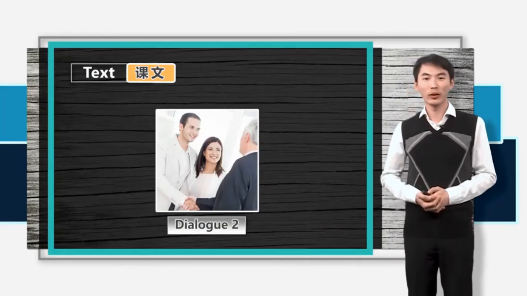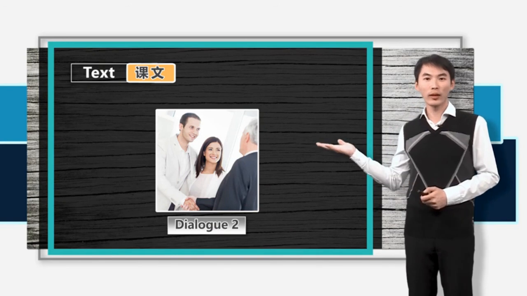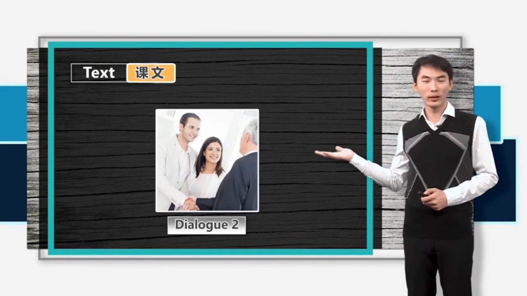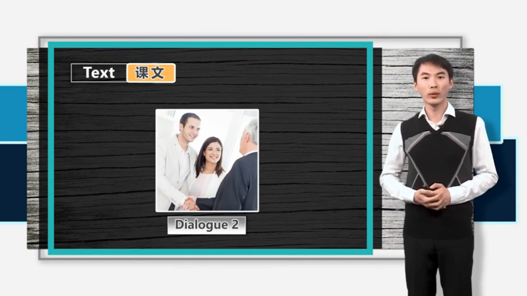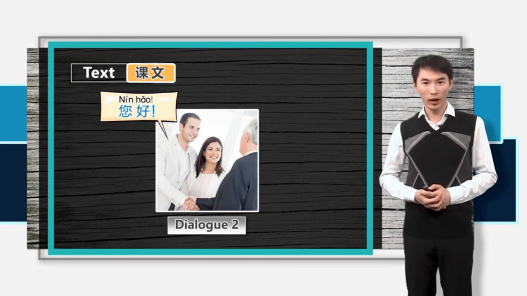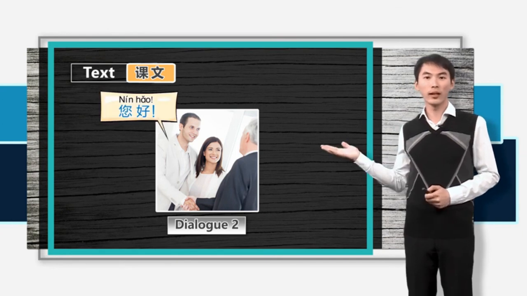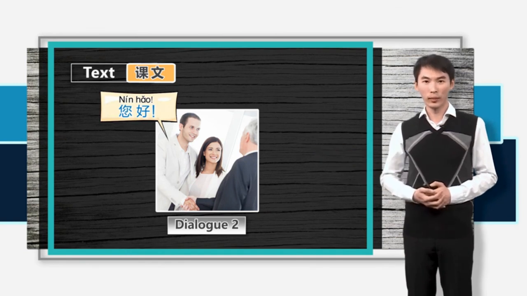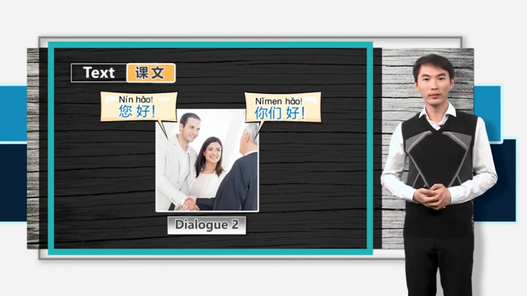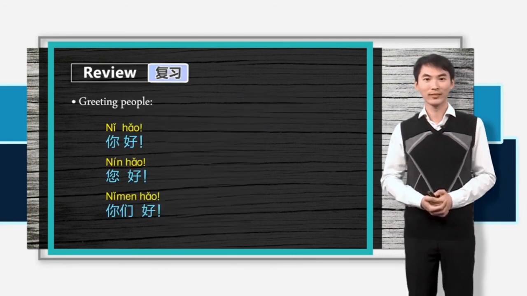Now, let's move on to the text. Look at this picture. There is an elder person on the right. So, how do we greet him? Yes, it's 您好. And on the left, there are 2 people. So, how do we greet them? Yes, it's 你们好. Very good.